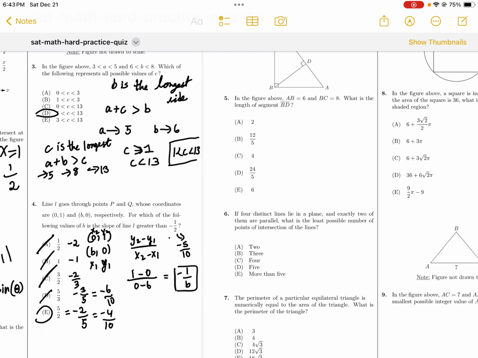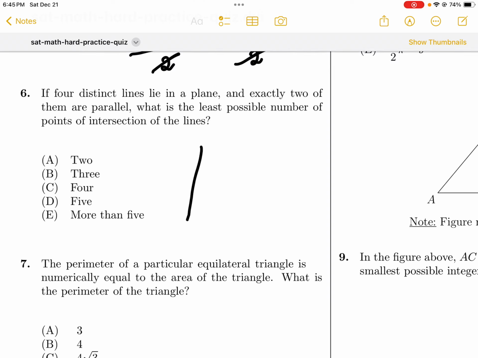Alright, if 4 distinct lines lie in a plane, and exactly 2 of them are parallel, what is the least possible number of points of intersection of the lines? Okay, so I'm going to draw 2 parallel lines. So that's our line A. I'll make this as close as possible. And that's our line B. If 4 distinct lines lie in a plane, what is the least possible number of points of intersection of the lines?